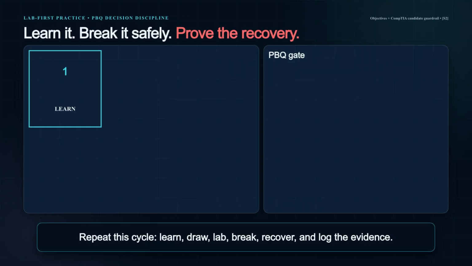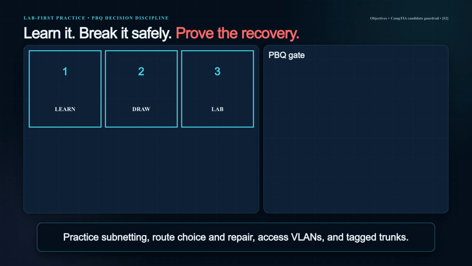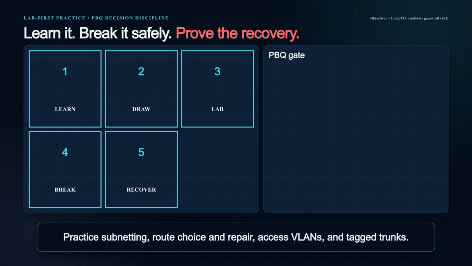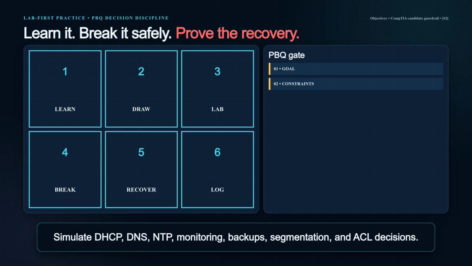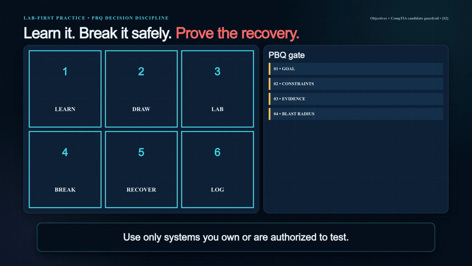For each objective cluster, run the same cycle: learn briefly, draw or teach it from memory, lab it, introduce a safe fault, recover, and log the evidence. Practice subnetting until you can derive the network, usable range, and gateway. Build static and default routes, inspect route choice, and repair a broken path. Create access VLANs and a tagged trunk. Compare wireless bands, channel overlap, WPA2 and WPA3, and guest isolation. Simulate DHCP scopes and relay, DNS lookups, NTP, monitoring, configuration backup, segmentation, and ACL decisions. Use only systems you own or are authorized to test.